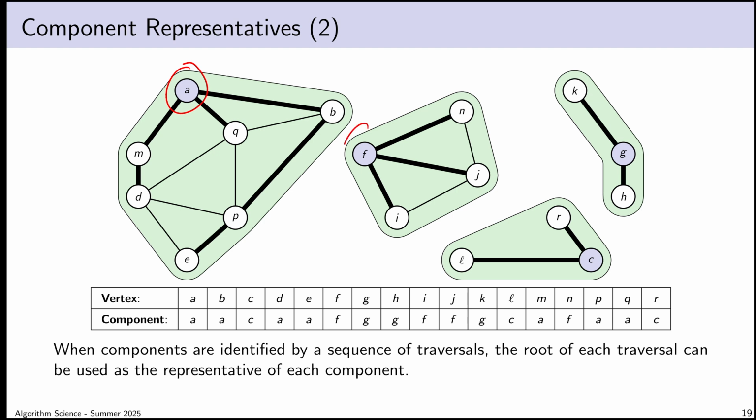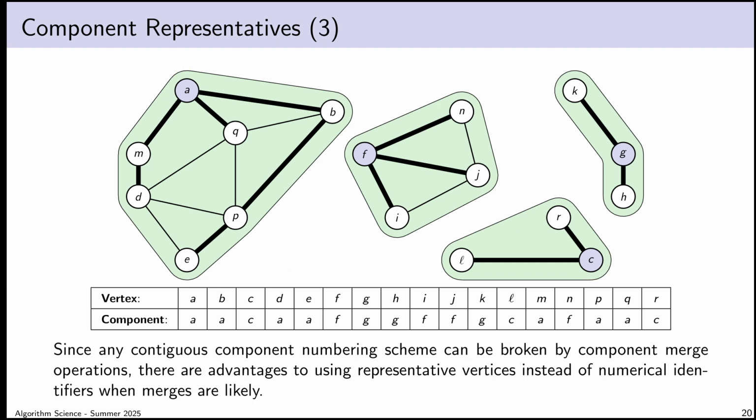So in this case, vertices A, F, C, and G become the representatives of their component. But you could choose that representative however you wanted. The key thing is everything in the same component maps to the same representative. That's how you know that they're in the same component.